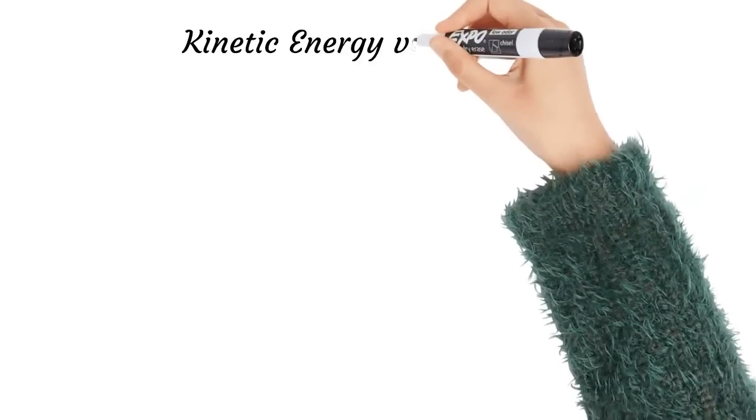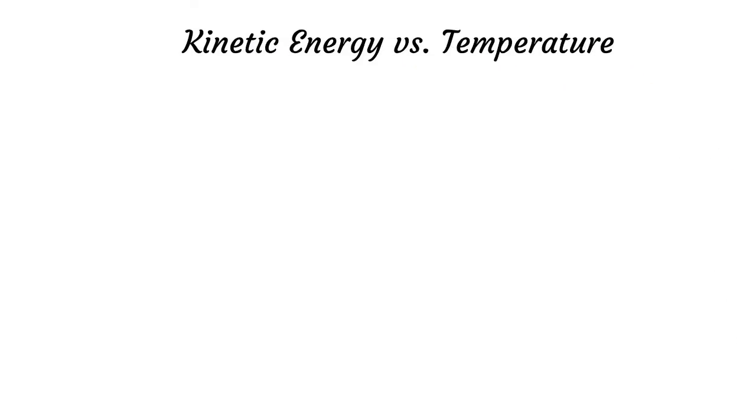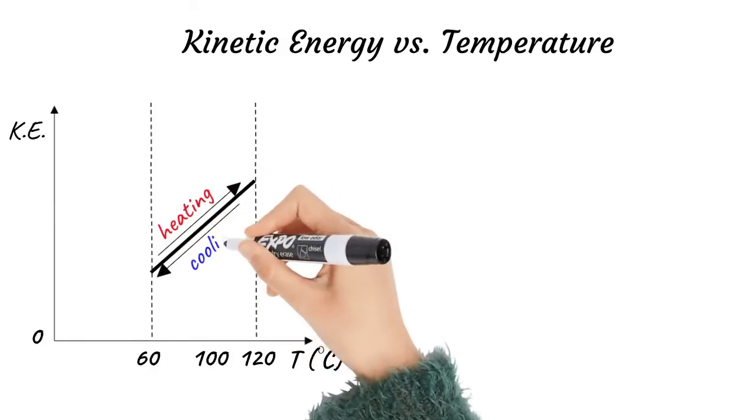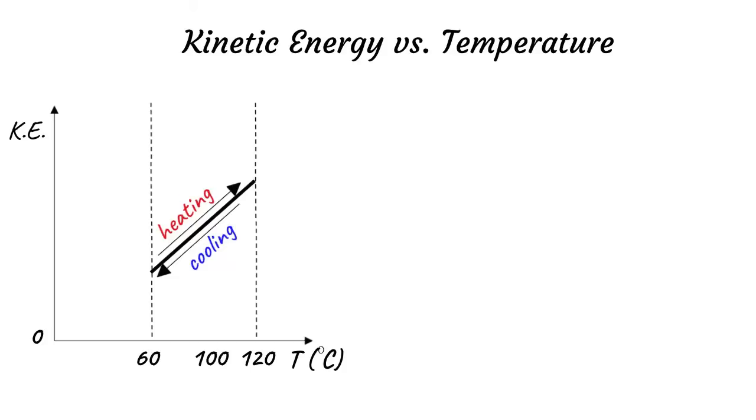For the same example, let's draw the energy versus temperature graphs. First, let's see how the kinetic energy changes with temperature. The temperature is a measure of the average kinetic energy. Therefore, when heating, the average kinetic energy of the water sample increases as the temperature increases. On the other hand, when cooling, the average kinetic energy of the water sample decreases as the temperature drops. Note that kinetic energy is always positive.